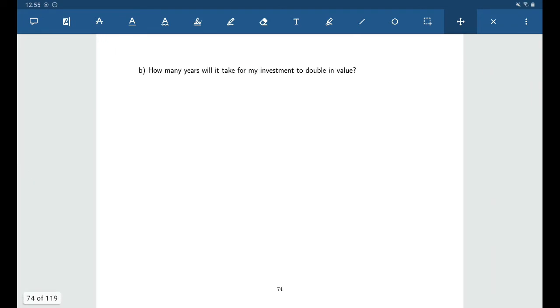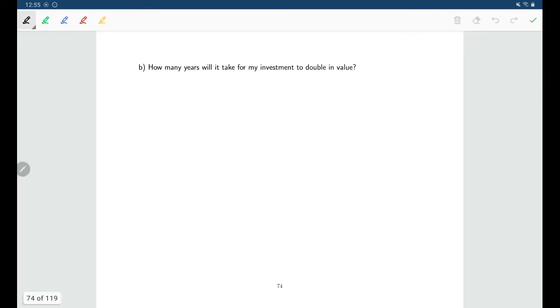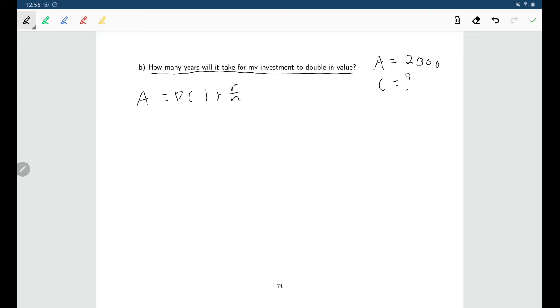All right, now we're continuing on, and the next question is we want to know how many years will it take for my investment to double in value. So in other words, we want our final amount to be $2,000 then, and we want to solve for time. So first off, we have our basic equation, A equals P(1 plus r over n) to the power of nt. The final amount is 2,000.